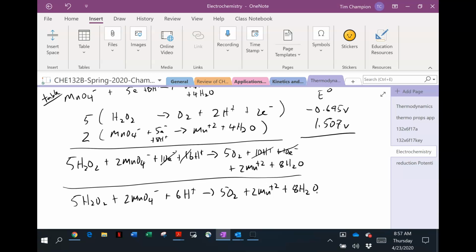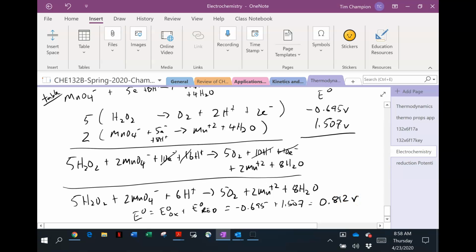The potential for this is going to be, again, E naught equal to E naught oxidation plus E naught reduction, which I labeled up there before. So that's going to be negative 0.695 plus 1.507, and that's in volts, of course. That's going to be a little less than 1. So I'll just do 1.507 minus 0.695. That's 0.812, and the units are volts, and that's positive.